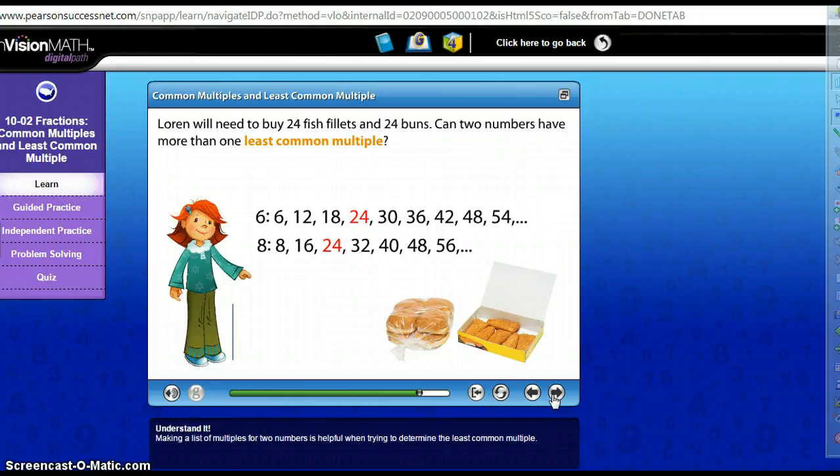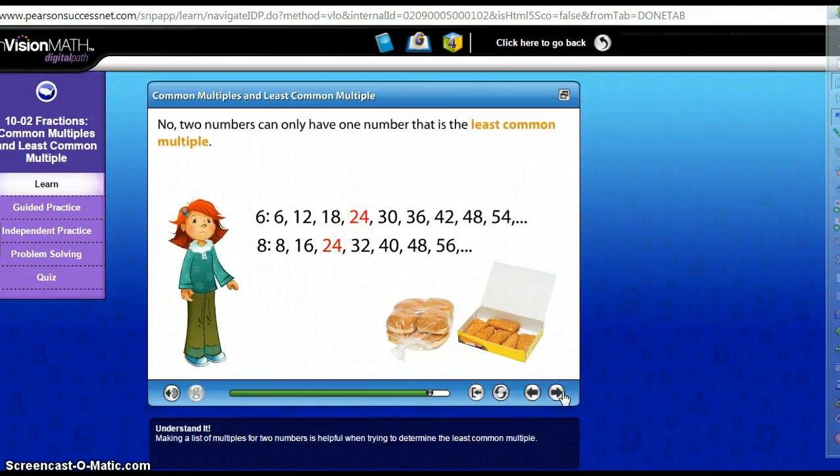Can two numbers have more than one least common multiple? No. Least means the very smallest. They may have more than one common multiple, just like 6 and 8: 24, 48, 72, 96. But the least means the smallest, and there is only one that's going to be the smallest. Two numbers can only have one number that is the least common multiple.